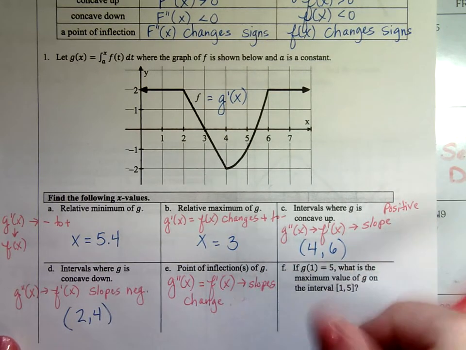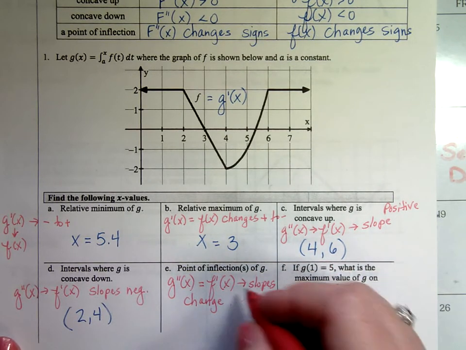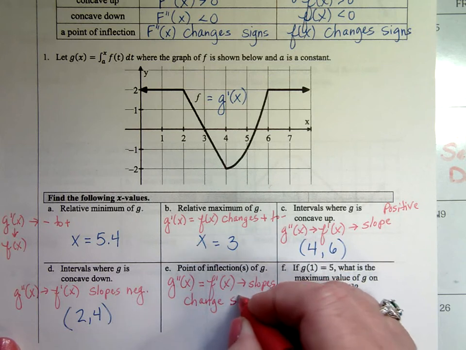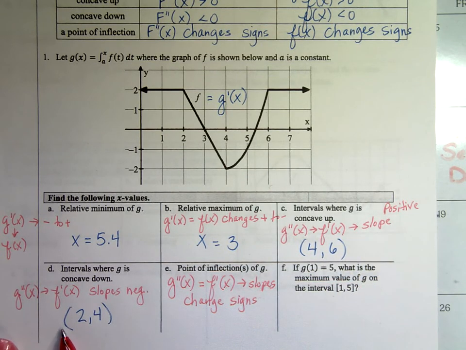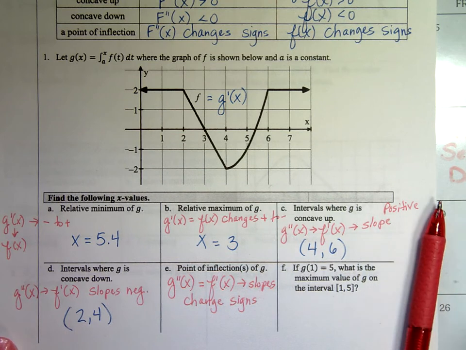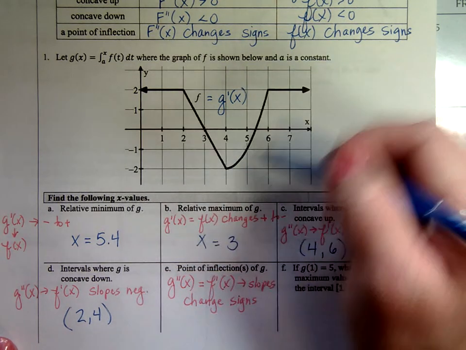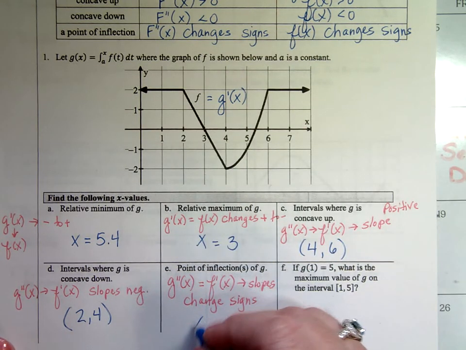Can you tell from your concavity answers for C and D where that happens? It went from concave up to concave down where? At x equals 4. And you can even tell the slopes are negative, slopes are whatever. So at x equals 4, that's your answer either way.